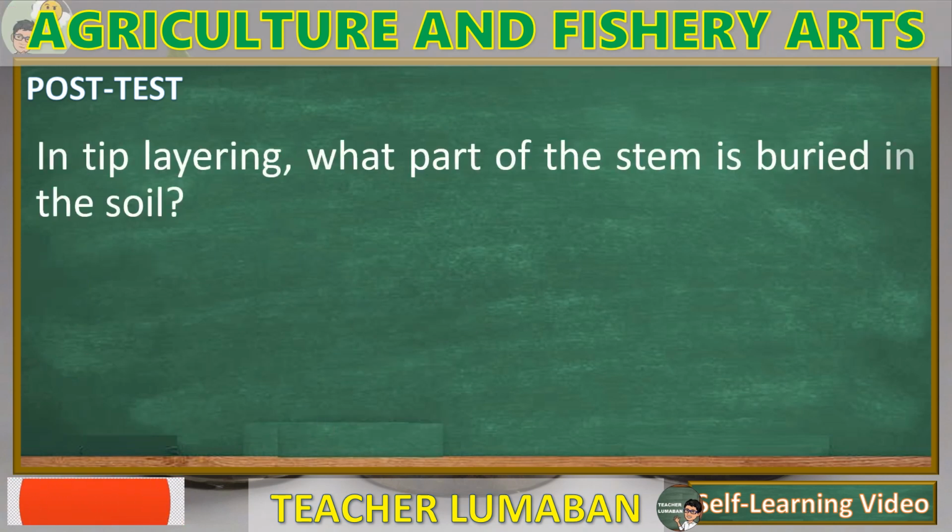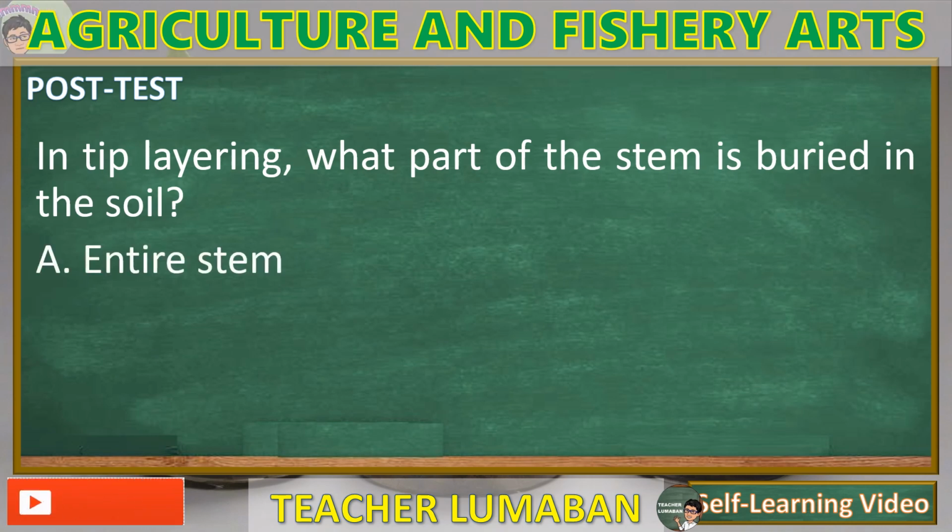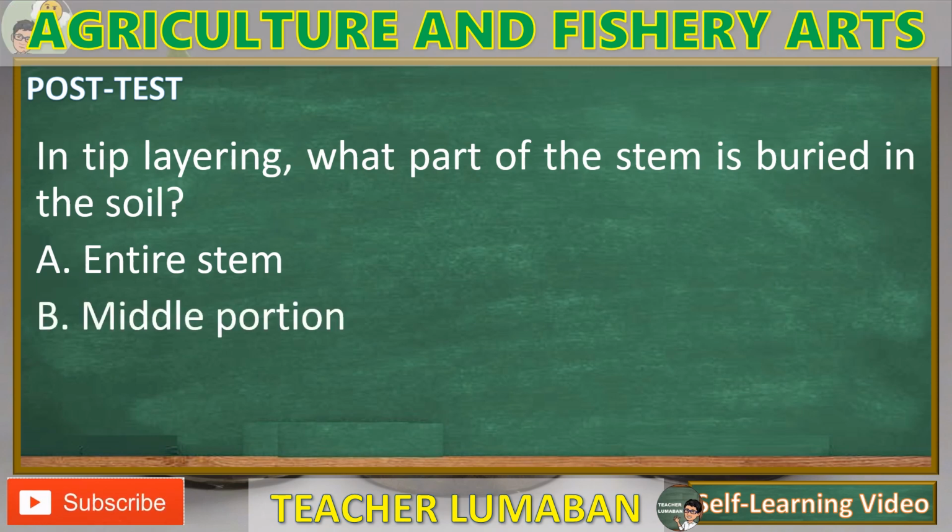In tip layering, what part of the stem is buried in the soil? A. Entire stem. B. Middle portion. C. Tip. D. Side branches.